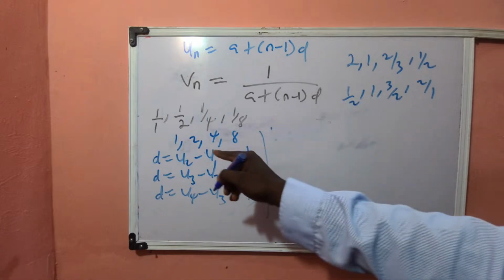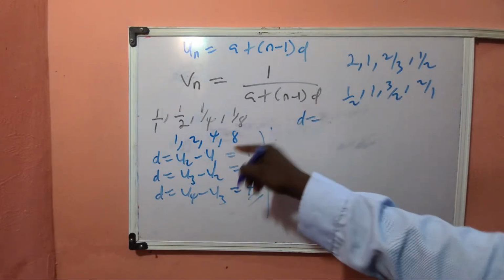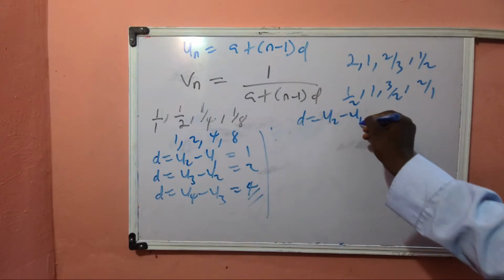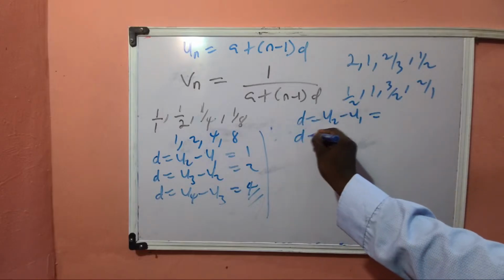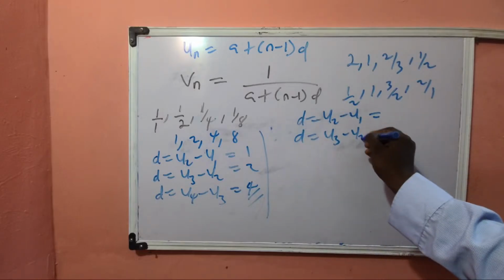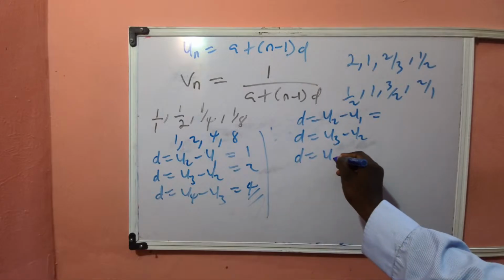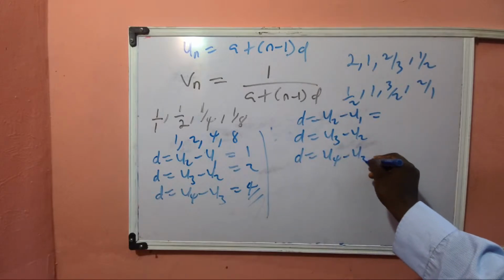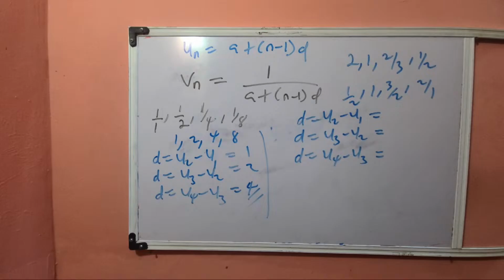Let's find D, the D being U2 minus U1. And then our D also must be U3 minus U2. Our D also must be U4 minus U3. If all these D's are the same thing, then this is an AP. If we're able to get a common difference, then it's an AP.